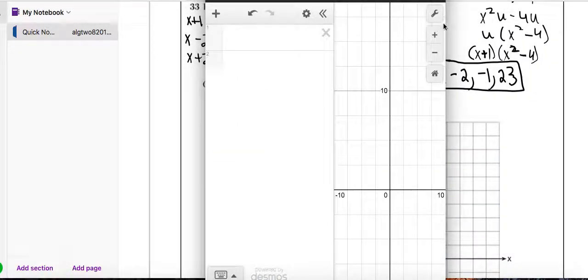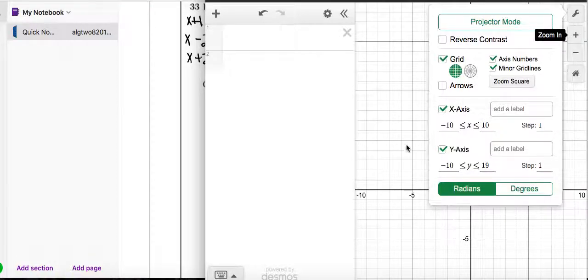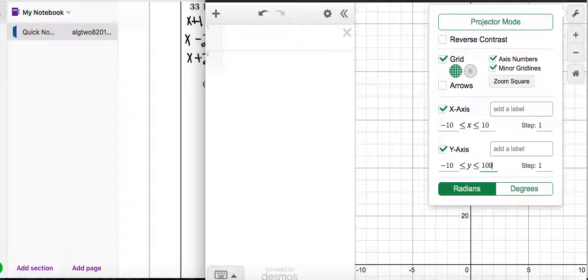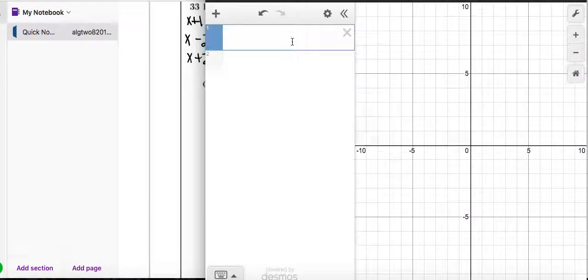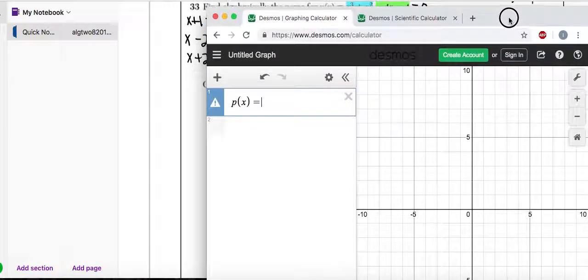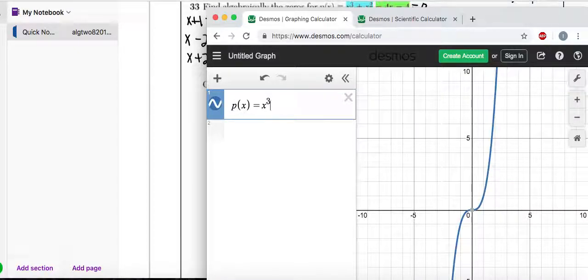So we want to use our graphing calculator, and I'm going to set my window so that the x values go from negative 10 to 10, and so do the y values, and we'll see if the graph fits, and use a step of 1. You should know how to do that in your calculator, all right? So you might have to use y in your calculator, but I could use p of x, fortunately. So it was x cubed plus x squared minus 4x minus 4.